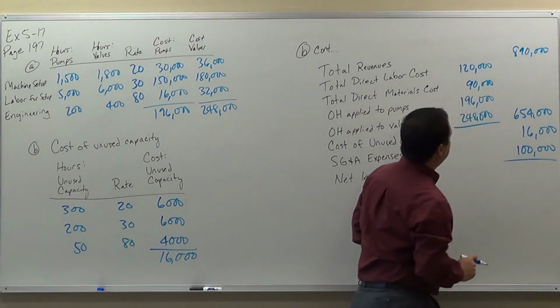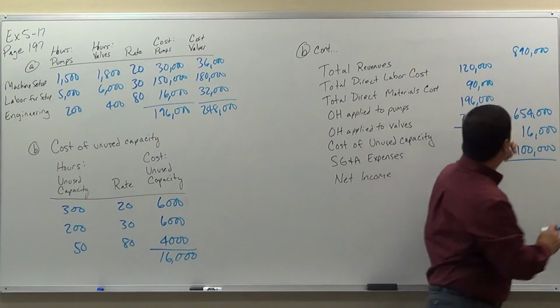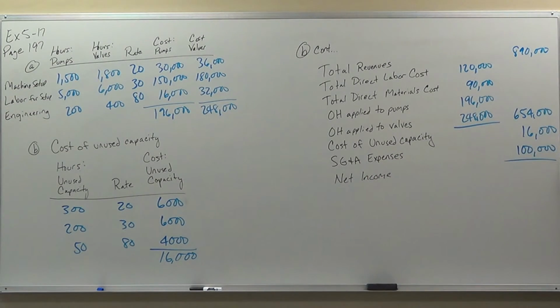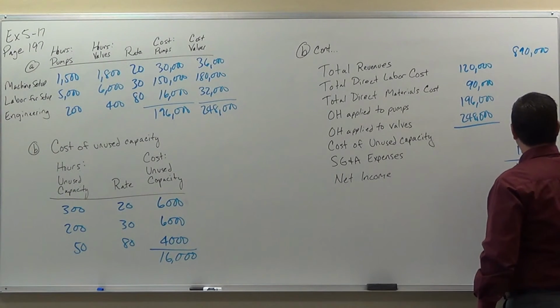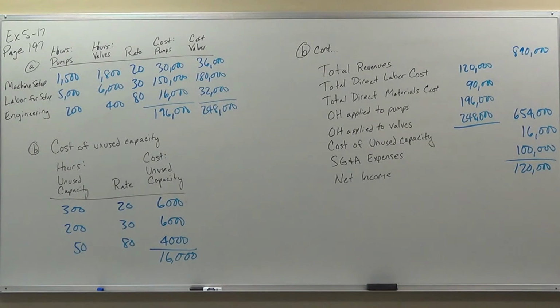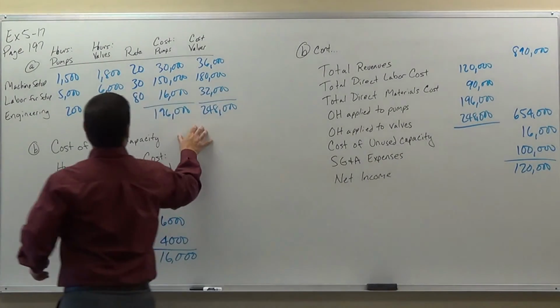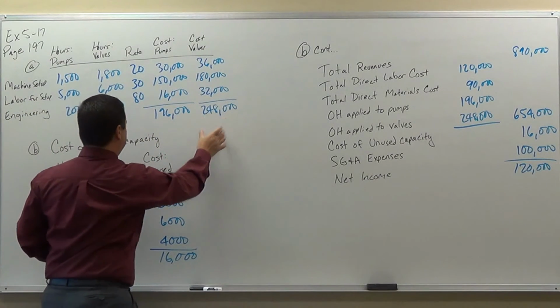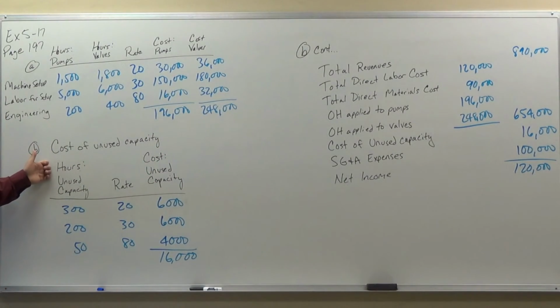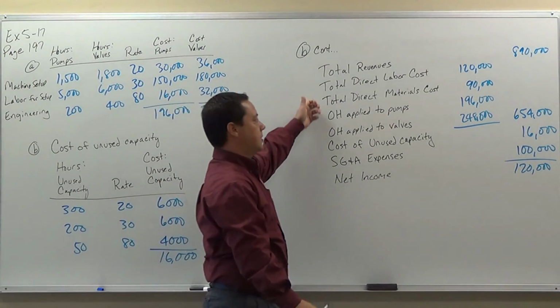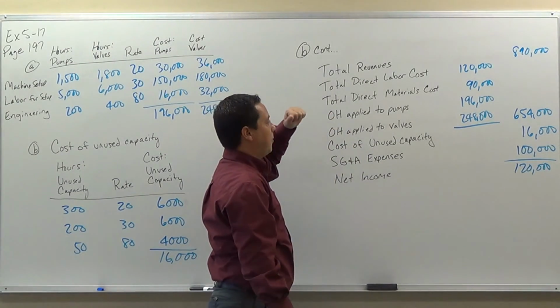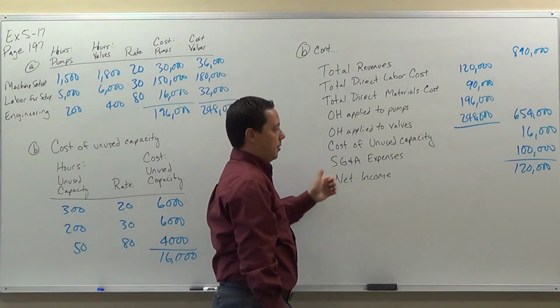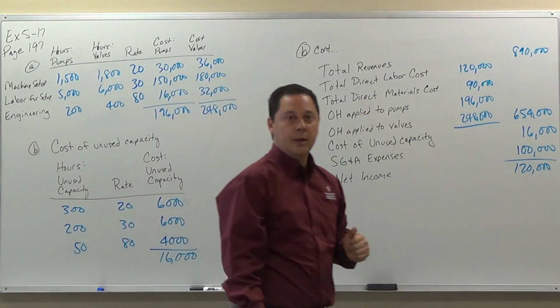So if I do all of those, that gives me 770. Take that away from the revenues, and it gives me $120,000 of my net income. So as you can see here, we figured out the cost of the pumps, the cost of the valves, then we figured out our unused capacity, taking our rates times that capacity that we have, and then we walked through a simple income statement, basically walking through our costs or expenses, which we've taken away from our revenues. And that comes up with the net income that it was looking for, which is $120,000.